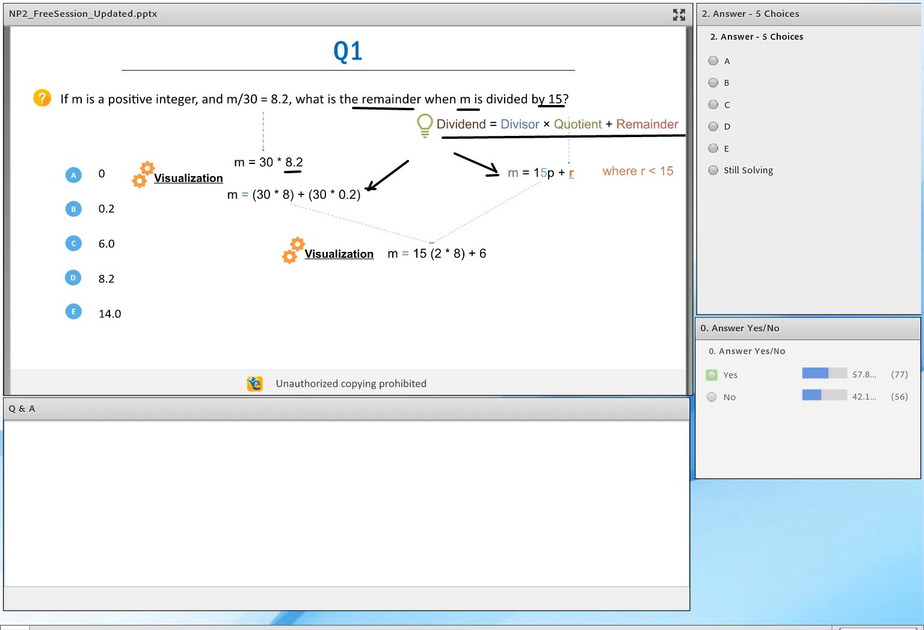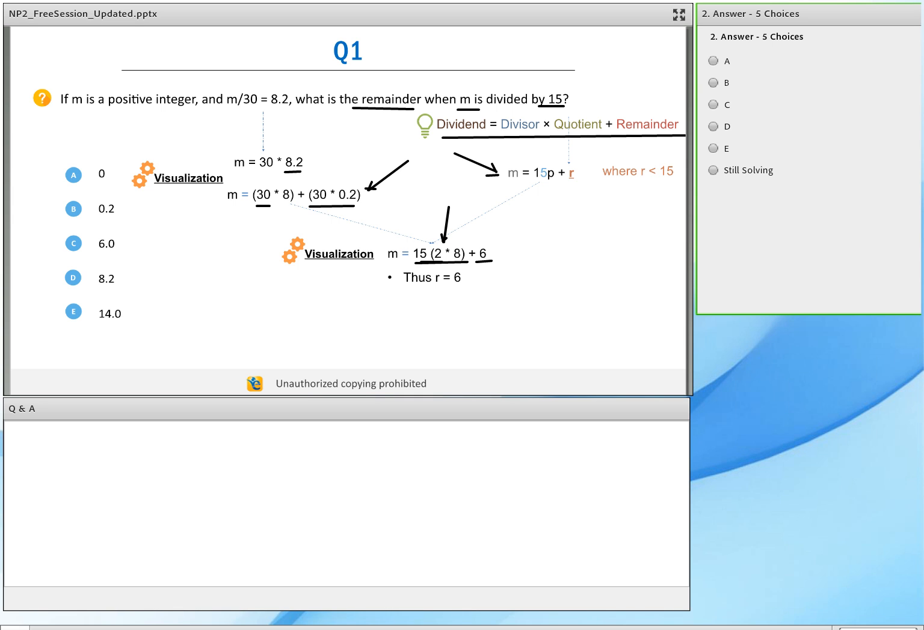Let's map them because they look very mappable to me. I express 30 times 8 as 15 times 2 times 8. So 30 as 15 times 2, which is what we've done over here, and then you can see times 8 over here. I see that this first term is always divisible by 15. Then 30 times 0.2 is 6, and I get remainder as 6. Why? Because my first term leaves a remainder of 0 when divided by 15. So that's how I go about using the Euclidean equation.